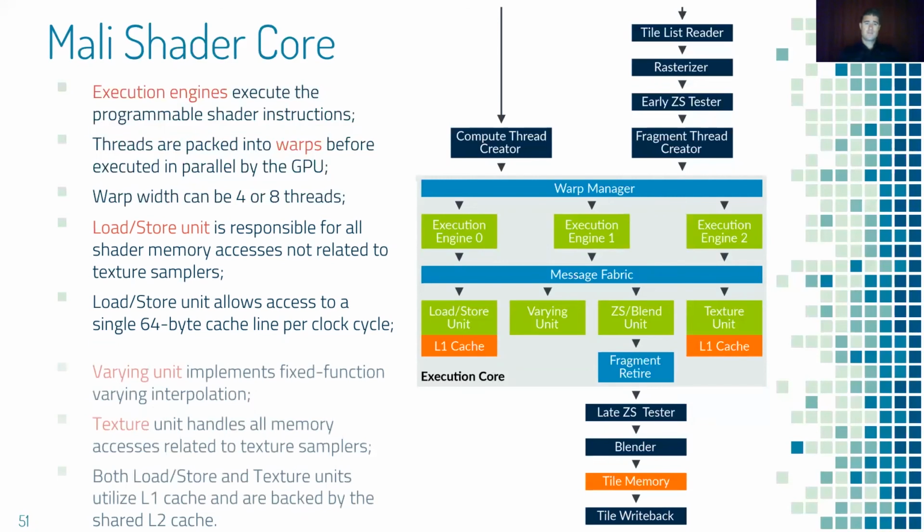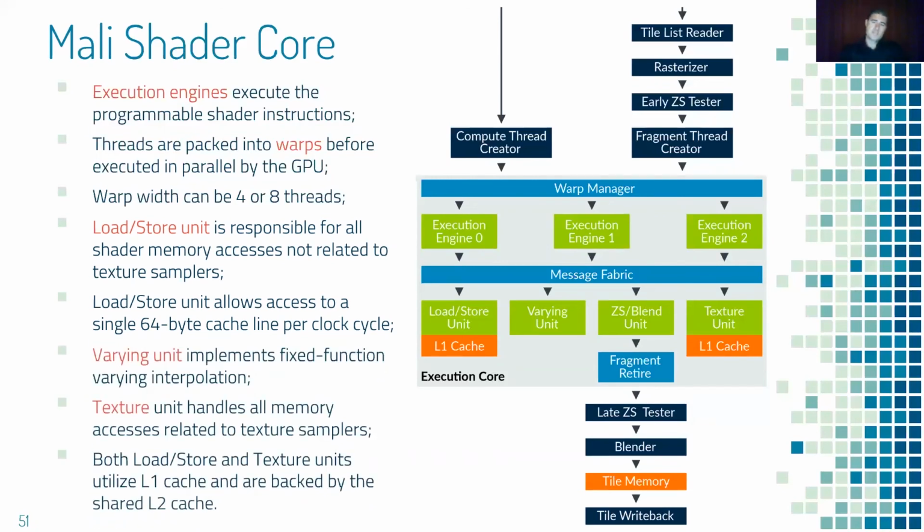The varying unit implements fixed function varying interpolation. We talked about varying interpolation. The texture unit handles all memory accesses related to texture sampling. So when you sample a texture, this unit will be used.